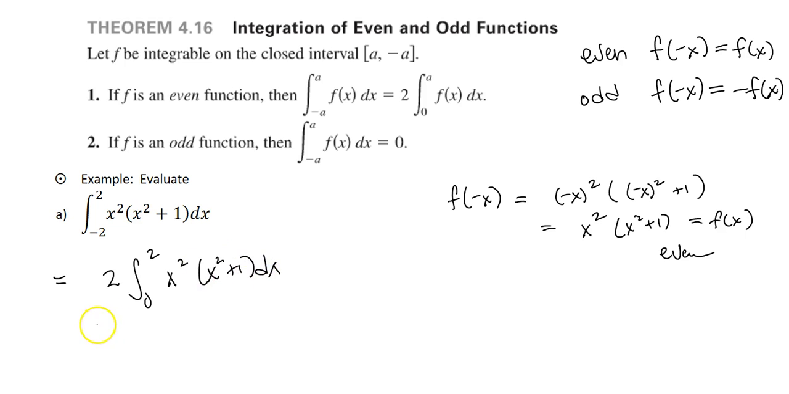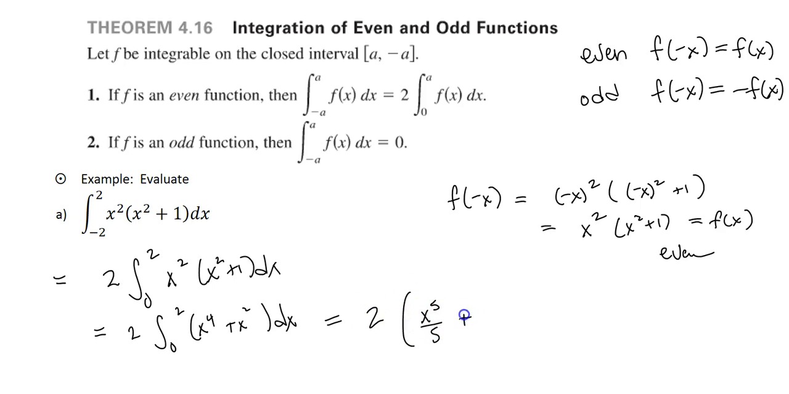Now this one doesn't actually have a chain rule capability. You may look at it and think that, but if you were to let u be x squared plus 1, you would only need 2x on the front, and we actually have x squared, so we have an extra x here. So the best way to go about this is actually just to distribute this out. So this will be x to the 4th plus x squared. So I'll have 2 times x to the 5th over 5 plus x cubed over 3, and that's going to go from 0 to 2.